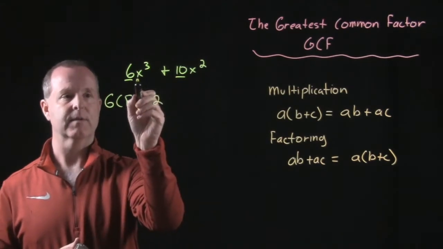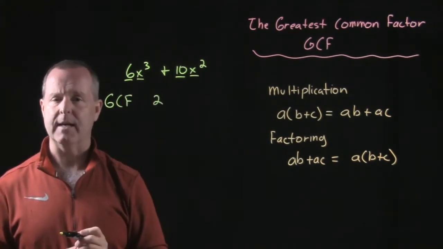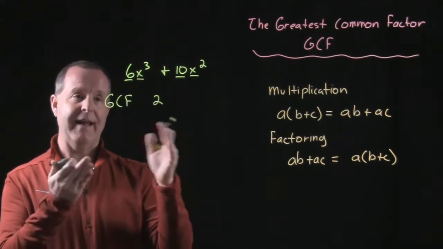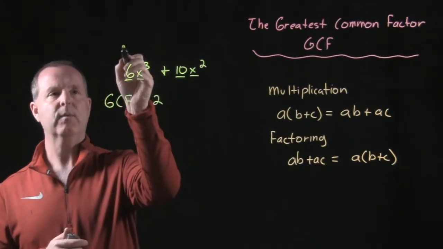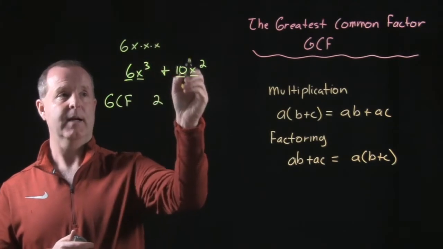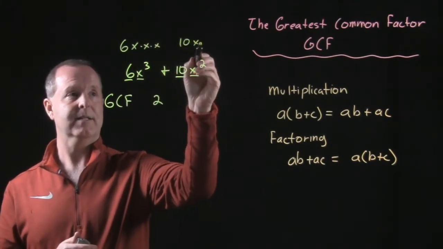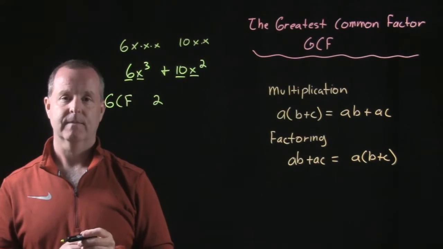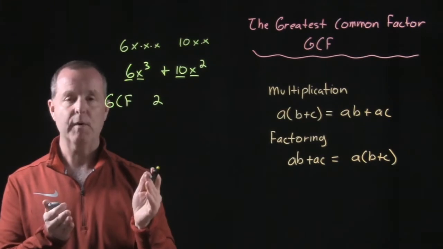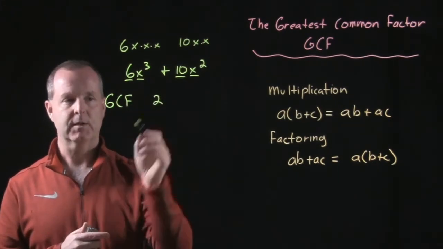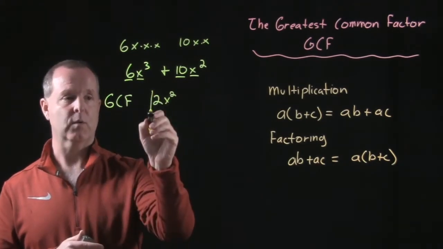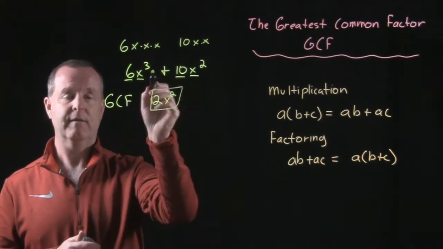Now I look at the variables. I have an x cubed and an x squared. What's the greatest common factor of the x's? Let me rewrite this to help you remember. That's 6 times x times x times x, and over here, I have 10 times x times x. Both of these have an x squared in them. Both of them do not have an x cubed in them. So x squared would be part of my greatest common factor. 2x squared is the greatest common factor for both of those two terms.